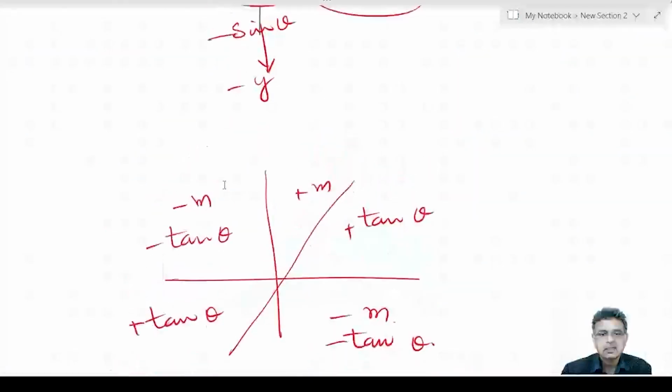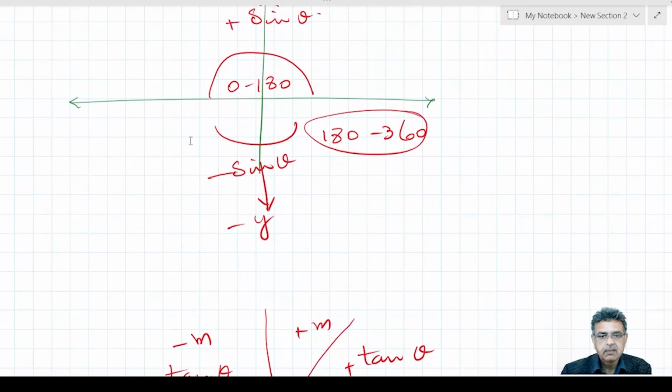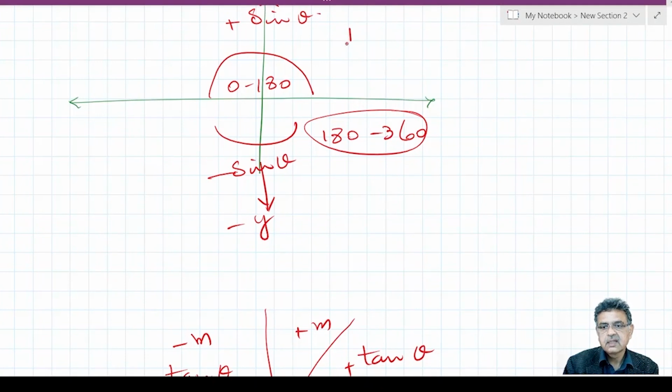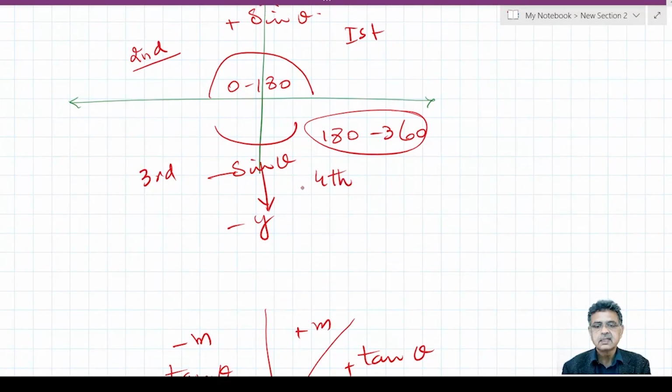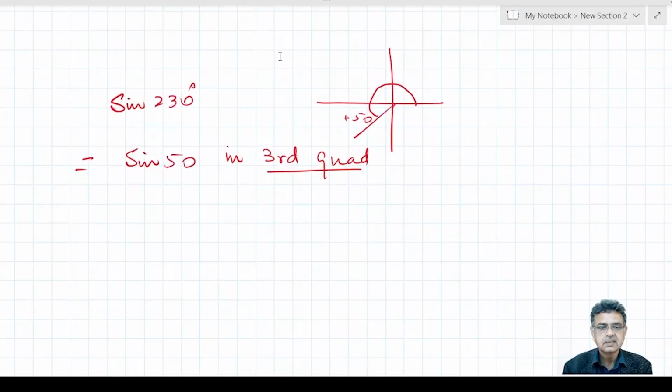As we have discussed here, sine is positive between 0 and 180. In these two quadrants, the first and second, sine is positive. And in the third and fourth quadrants, sine is negative. So where does this basic angle fall? This one, in the third quadrant. So sine is negative in the third quadrant, so that is equal to minus sine 50 degrees.